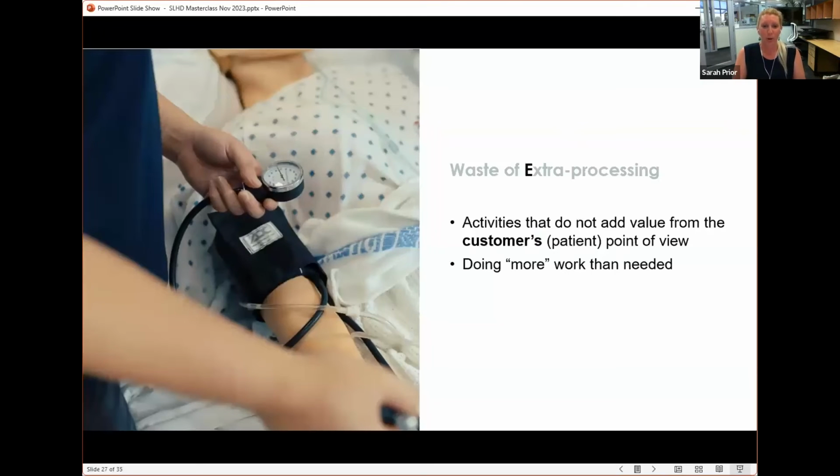So waste of extra processing is activities that do not add value from the customer or the patient's point of view. So, for example, readmitting a patient to another hospital, outpatients repeating tests that were done by the GP, or asking patients to fill out duplicate paperwork. So essentially it's doing more work than is actually needed.